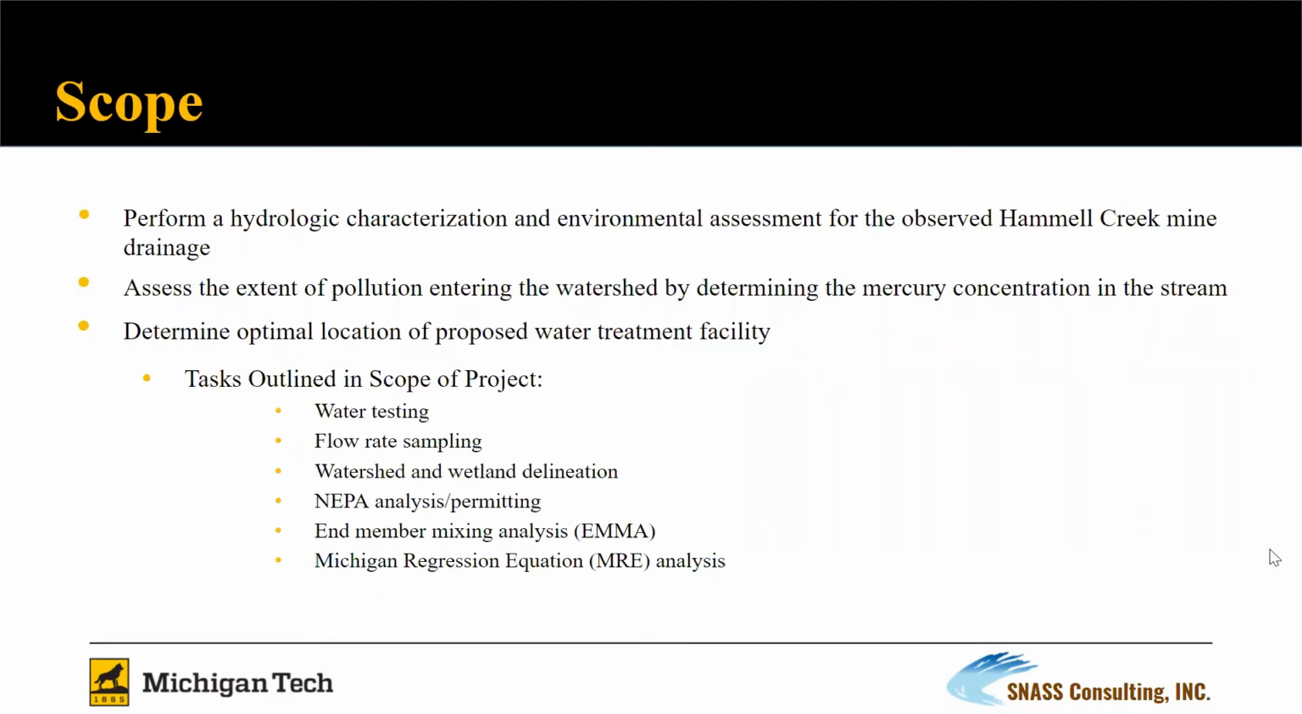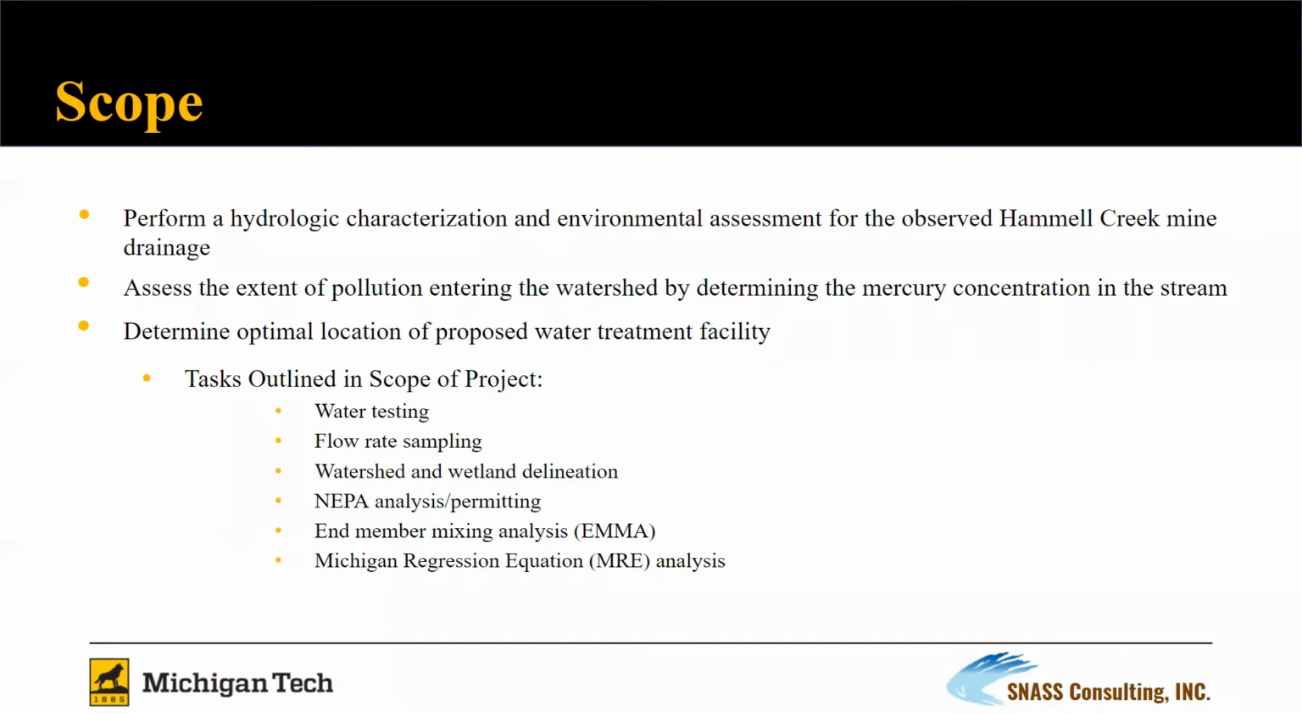All right, so now that we have more of a background of our issue, these are our major objectives for the project. First, we were tasked with performing a characterization of the hydrology of the Hamel water system. We were also tasked with performing an environmental assessment for the observed Hamel Creek mine drainage. We also had to assess the extent of the mercury pollution at the mine drainage, because that is a crucial factor for regulatory treatment operations. We were also tasked with determining the optimal location for the proposed treatment operations.